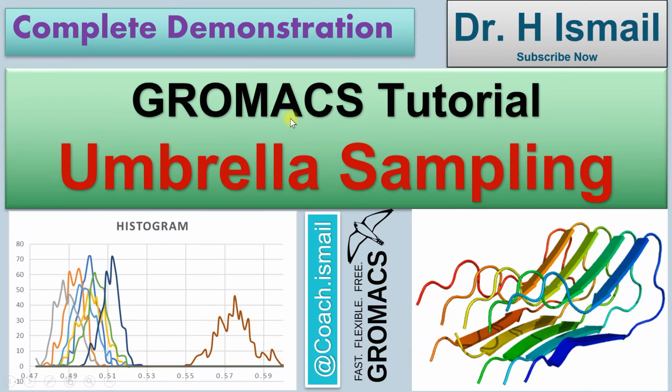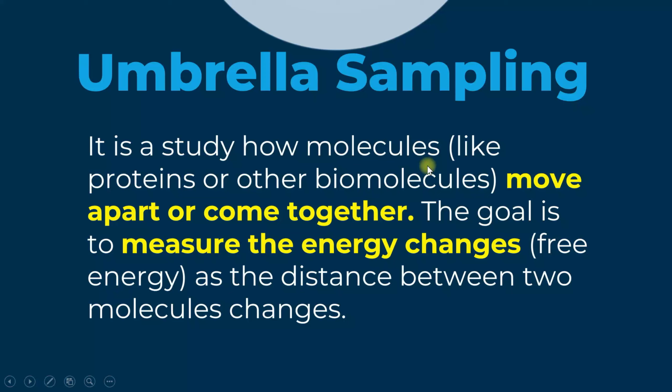Today we will talk about another GROMACS tutorial known as umbrella sampling. Umbrella sampling studies how molecules like proteins or other molecules move apart or come together. During this movement, our goal is to measure the energy changes, which is known as the free energy, as the distance between the two molecules changes. When the distance changes, the energy changes. We are going to measure this energy.